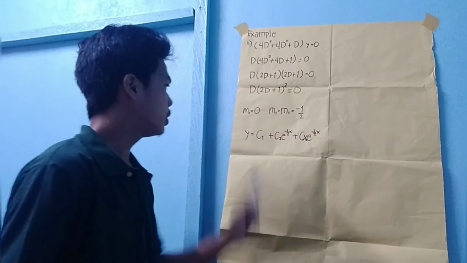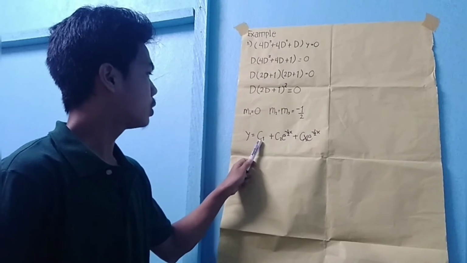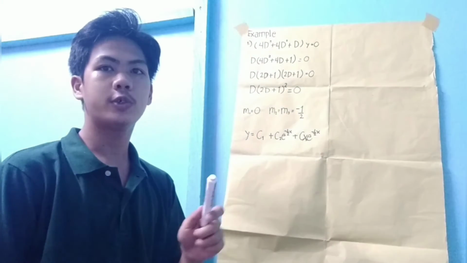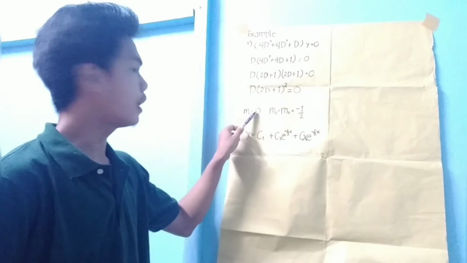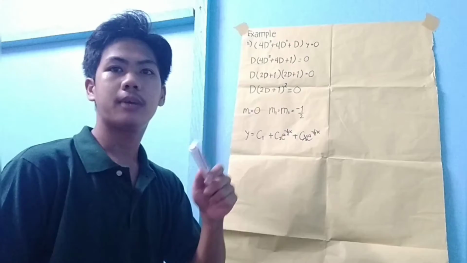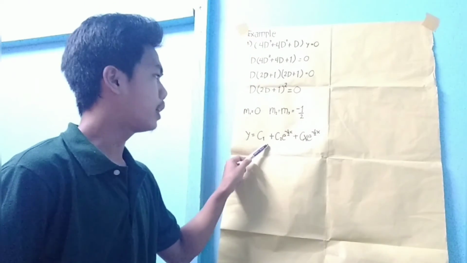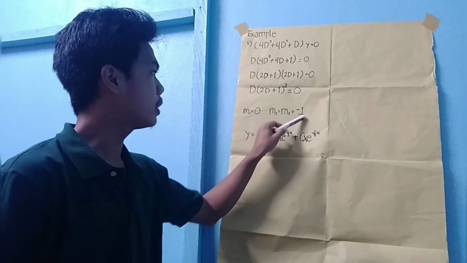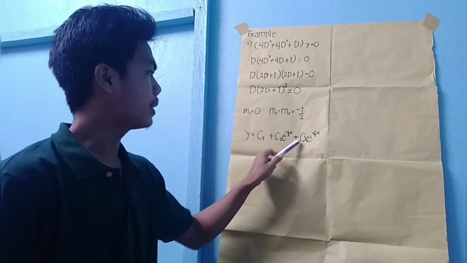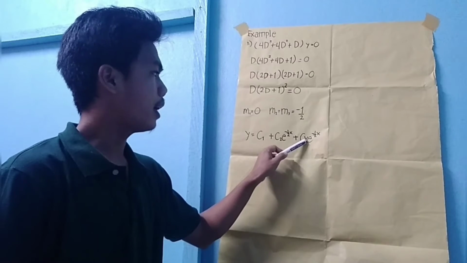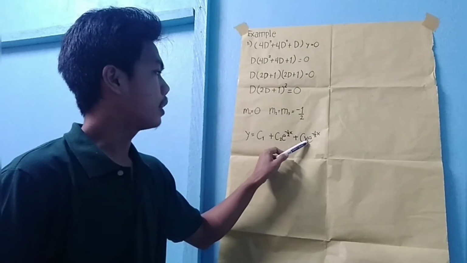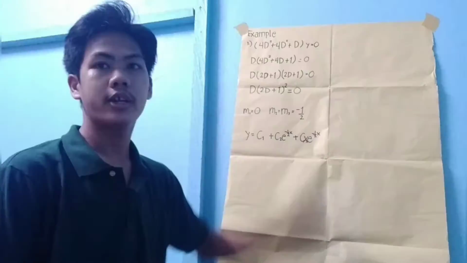So our equation is y equals c1. It is just c1 because its e is raised to 0, which is 1, so we just put c1. Plus c2 e raised to negative 1 half x. Then plus c3 x, because our root repeated twice, so we put an x: e raised to negative 1 half x.